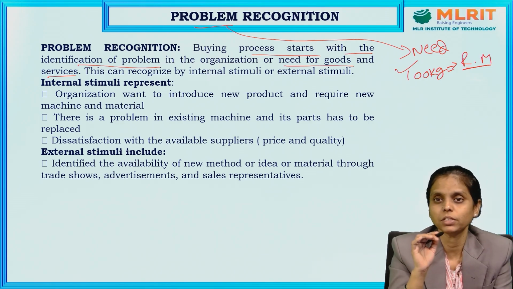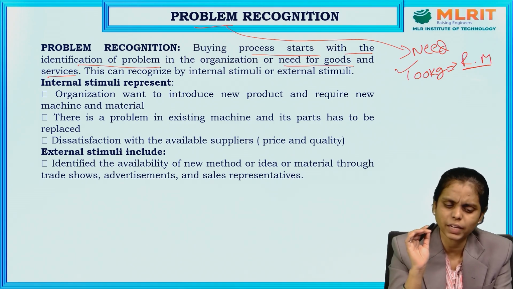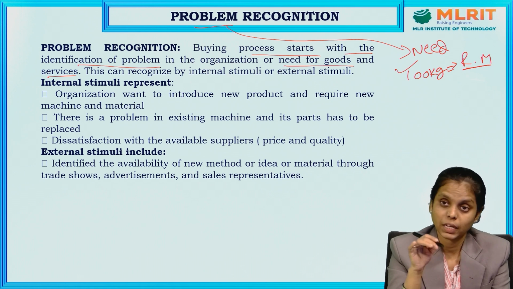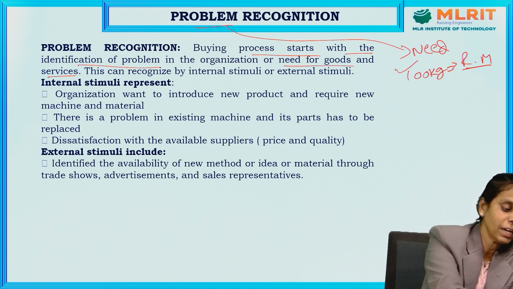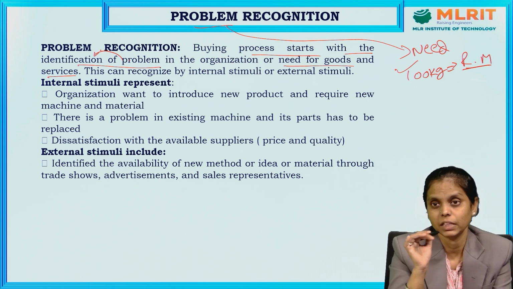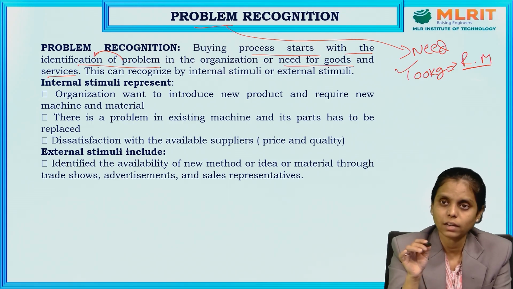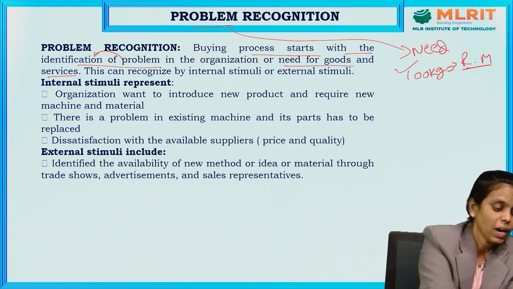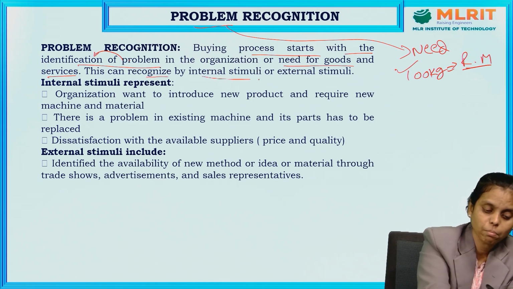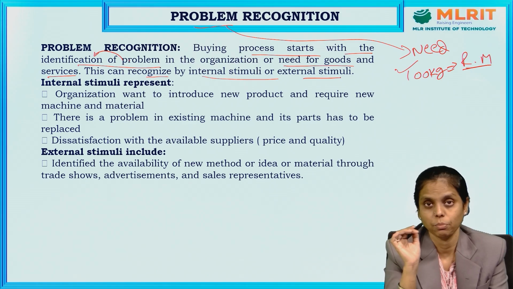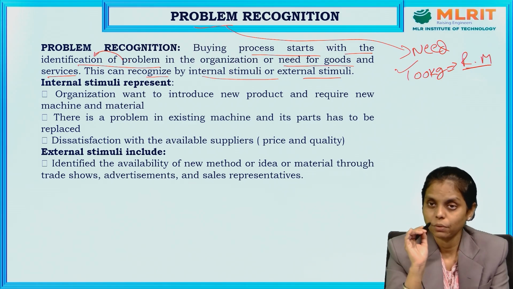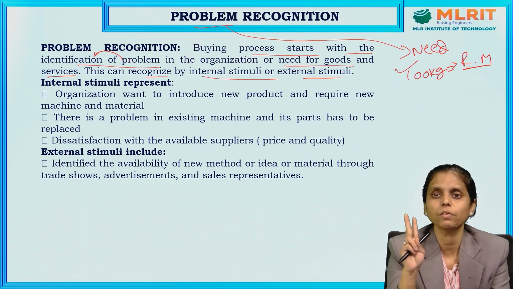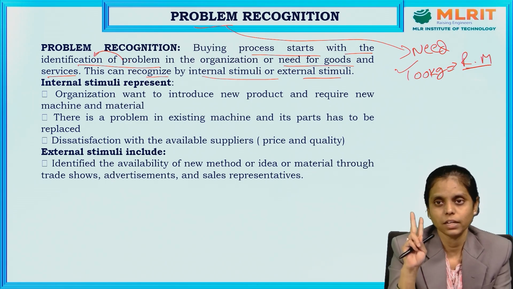Another way a purchase of a product takes place is whenever there is any limitation or problem in the existing raw materials that we are using. In that case also, a problem arises, and that problem makes us identify the need for a product. Somehow the organization will identify either a problem or a need for a product, and this can be recognized by internal and external stimuli. How do we find out what type of product we require, what the need is? We identify it using two different ways: internal stimuli and external stimuli.